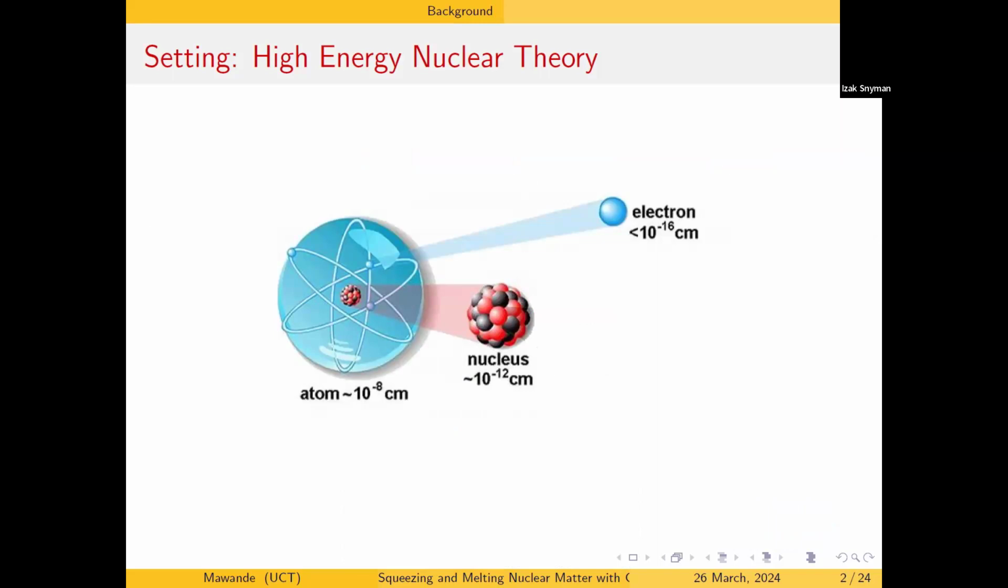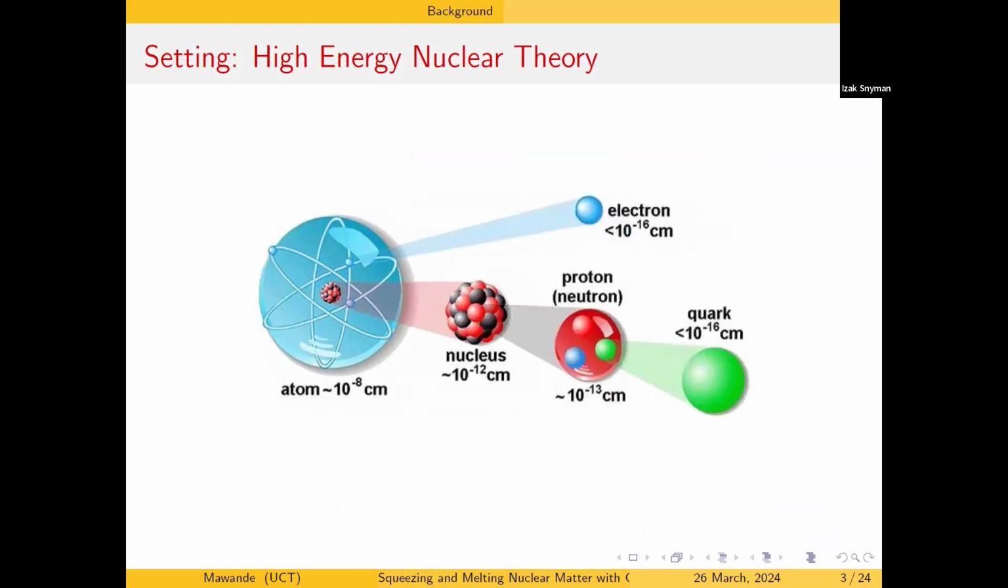What I do is best described as high energy nuclear theory. So it's nuclear physics, in that we care about the constituents of the nucleus, but we want to study them at high energies, so we want to go down to the so-called quarks. Everyone knows the nucleus is made of protons and neutrons. Everyone here also knows that protons and neutrons are not elementary. They are made up of quarks.